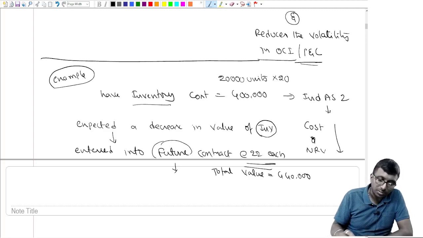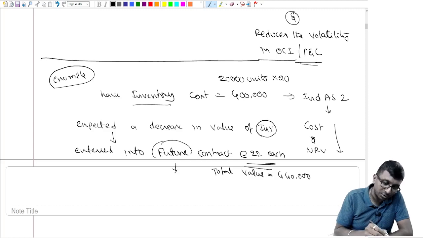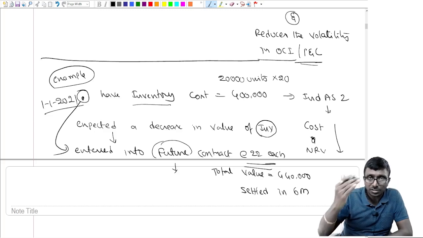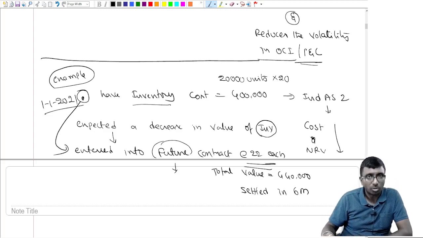This is a future contract. When will it be settled, sir? Let us say after 6 months. Let us say this is 1st January 2021. We have the inventory on this date, and we have also entered into a future contract which will be settled in 6 months' time. Means after 6 months I will be selling this product.